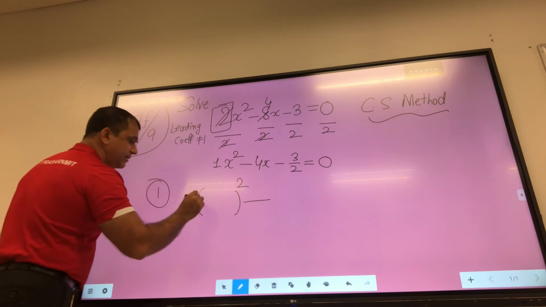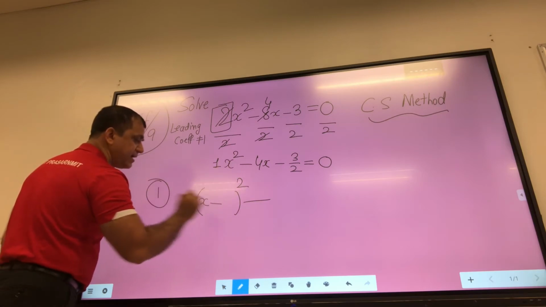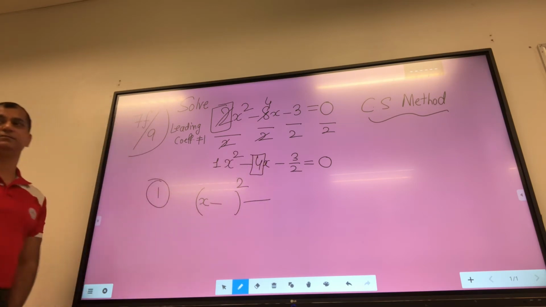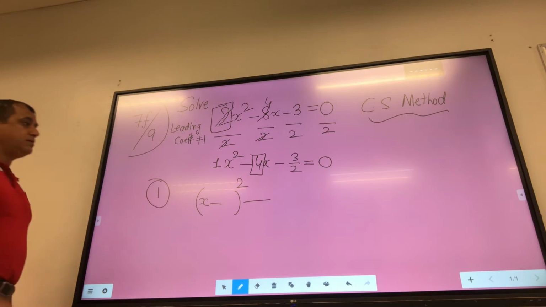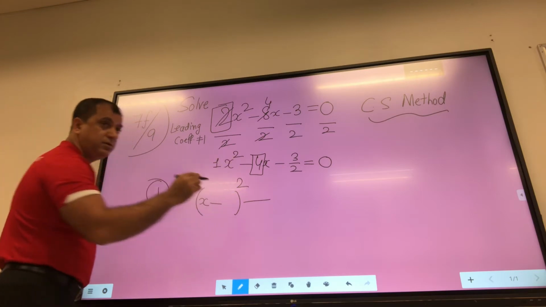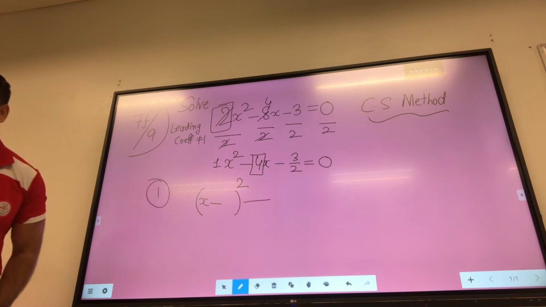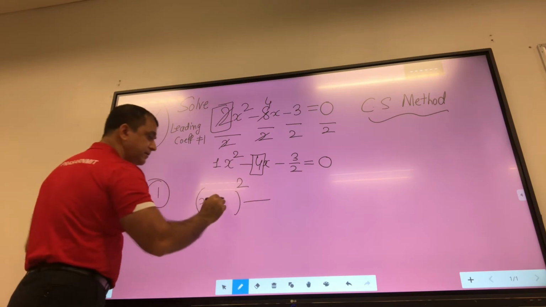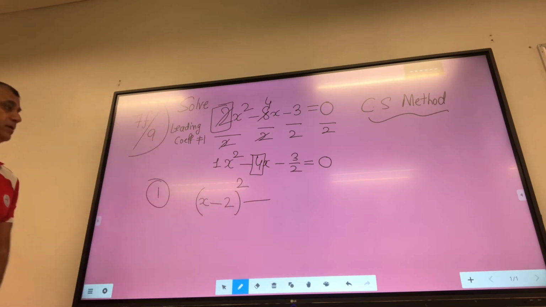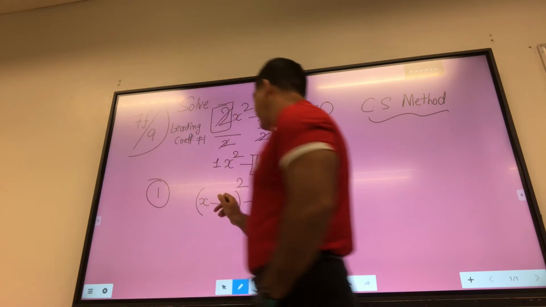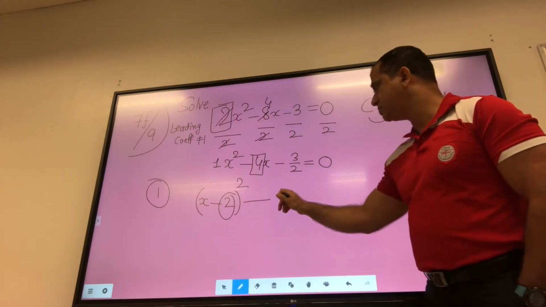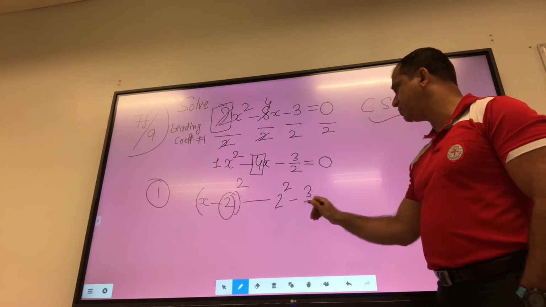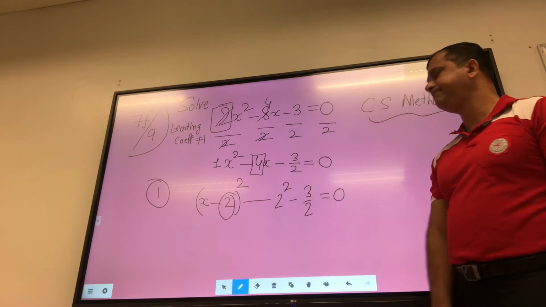So the variable is x, I write it here. This sign was minus, I write minus here, and I will take the half of this second coefficient. This is 4, and half of this number is 2. Then minus, we take the square of this number, 2 squared. Minus 3 by 2 is equal to 0.